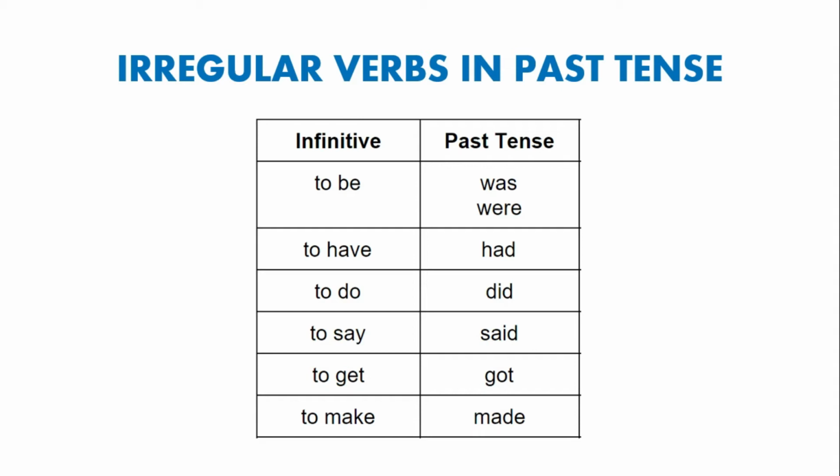The verb to do, the past tense is did. The verb to say, the past tense is said. The verb to get, the past tense is got, and the past tense of to make is made. There are a lot of irregular verbs in English. So below this video, I'm going to show you a link that you can press and you can see other irregular verbs that you can learn and use for your English.